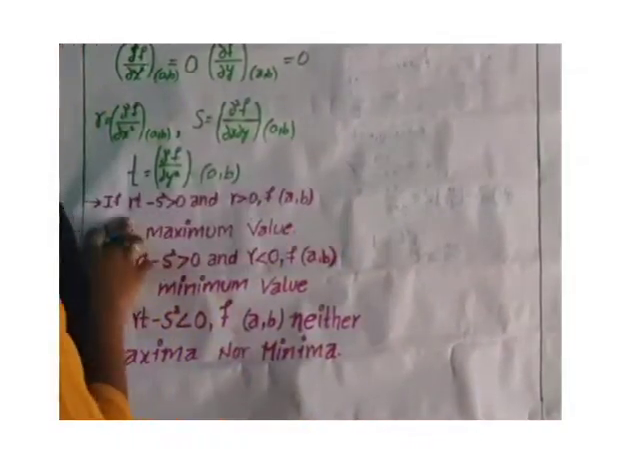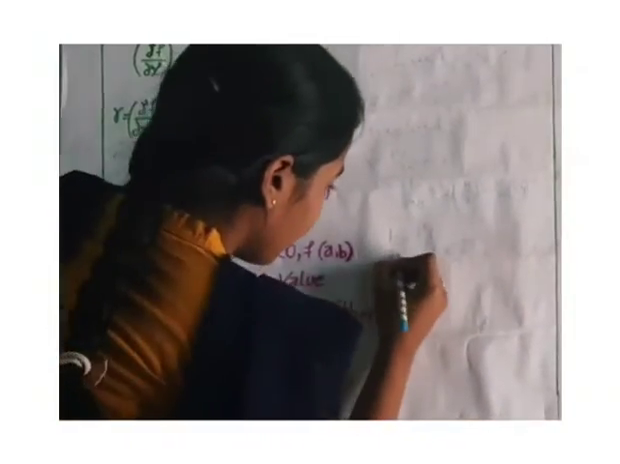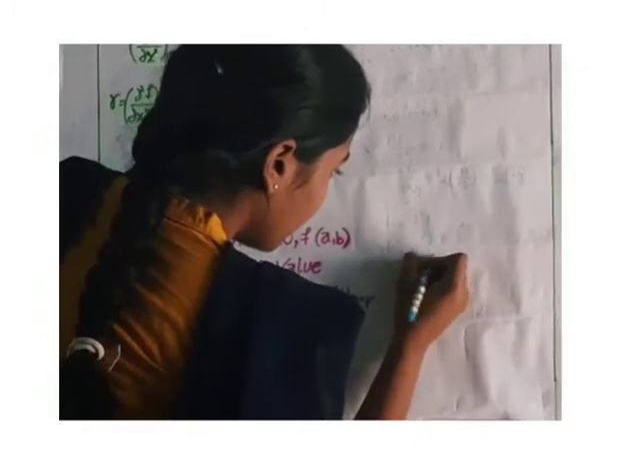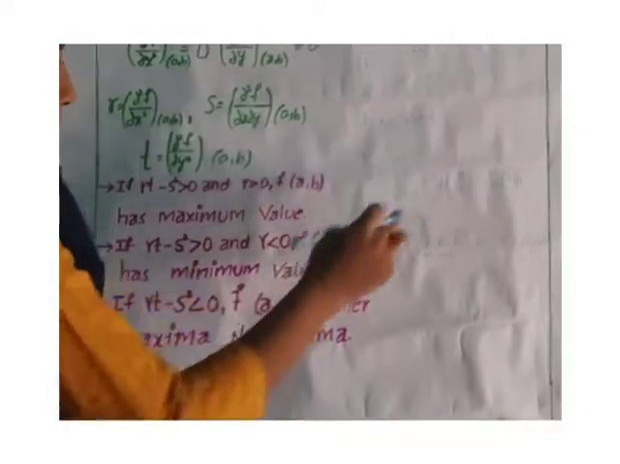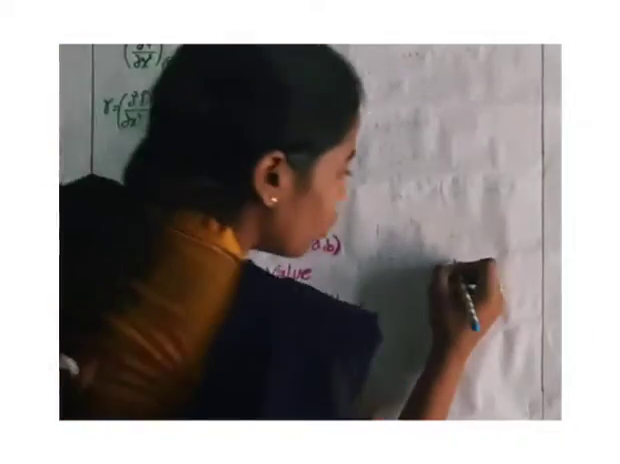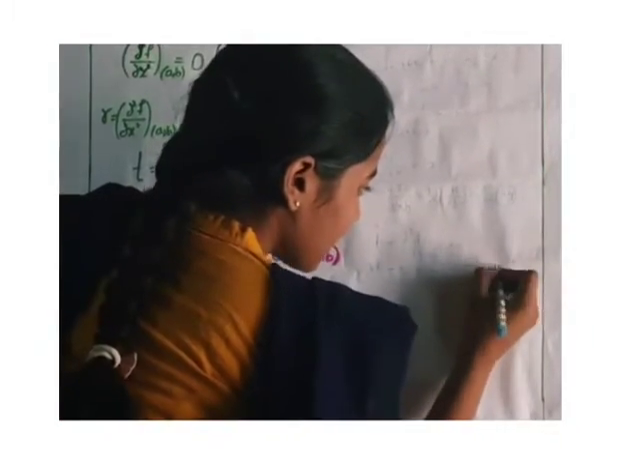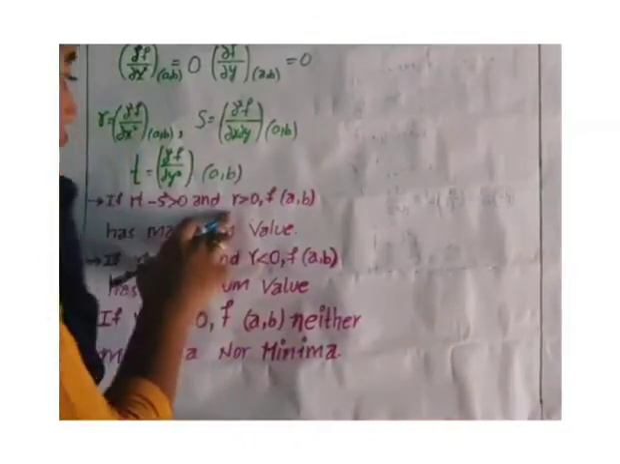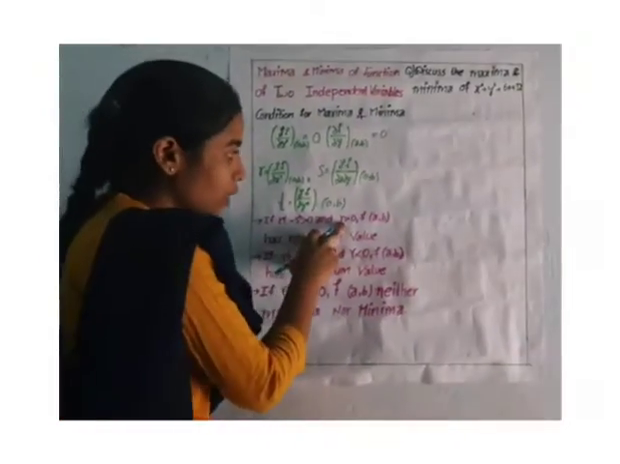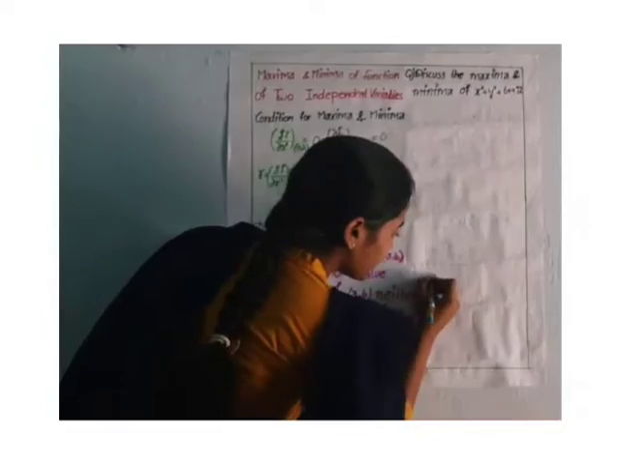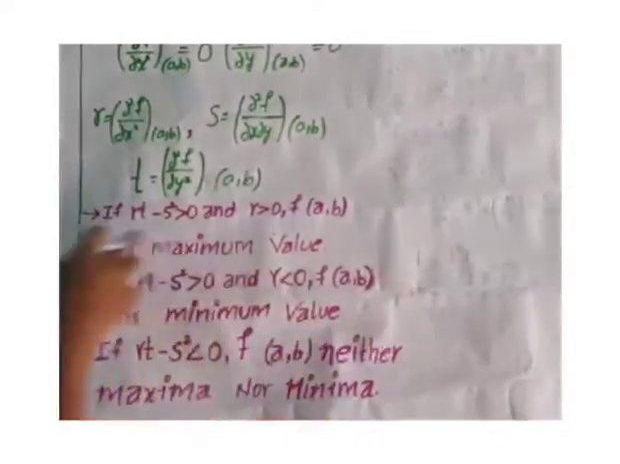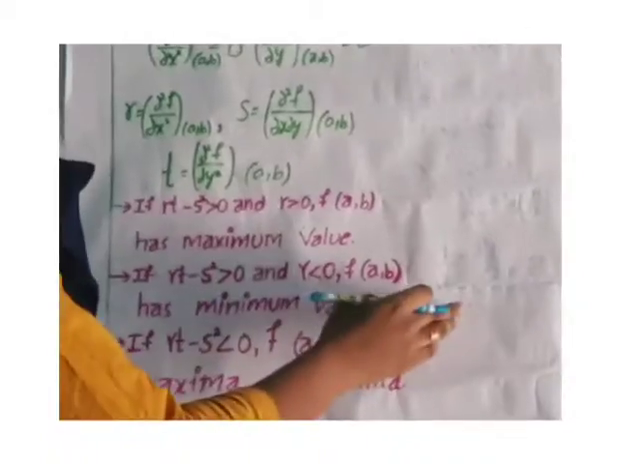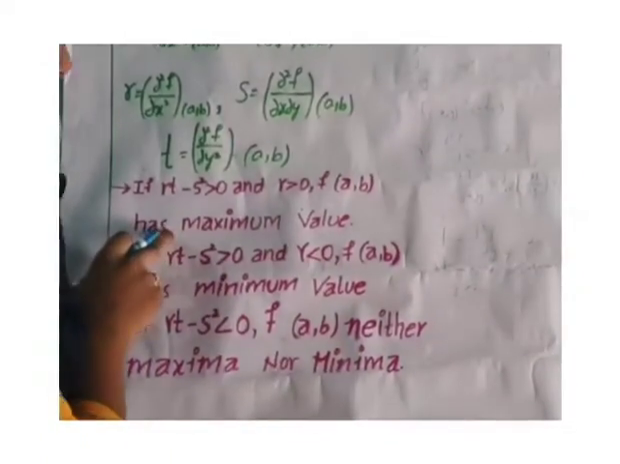Now checking the conditions, rt minus s² is greater than 0. The value of r is 2, and t is 2. 2 twos are 4 minus 0 whole square, that is greater than 0. And now we will check the condition of r greater than 0. What is the value of r? r is 2, which is greater than 0. So the condition is satisfied. Now this has the maximum value.